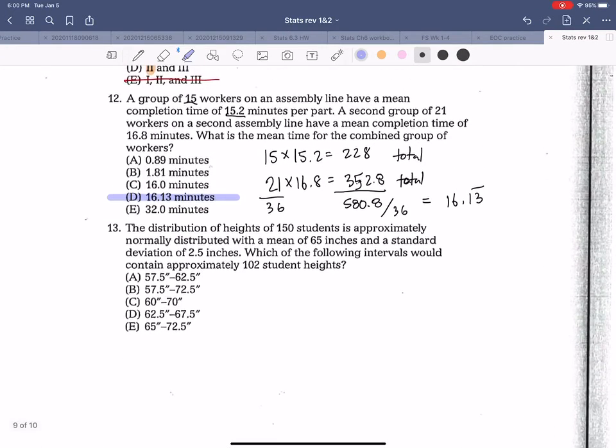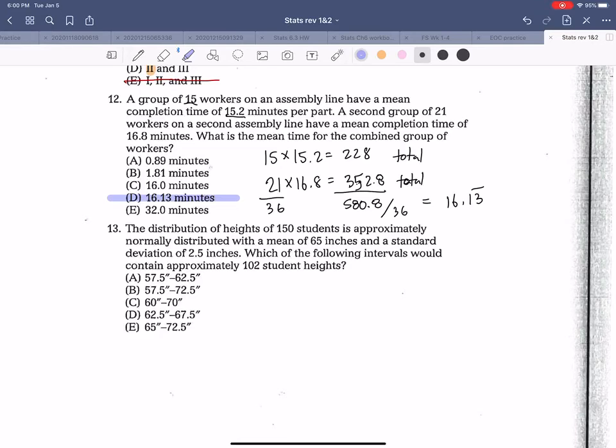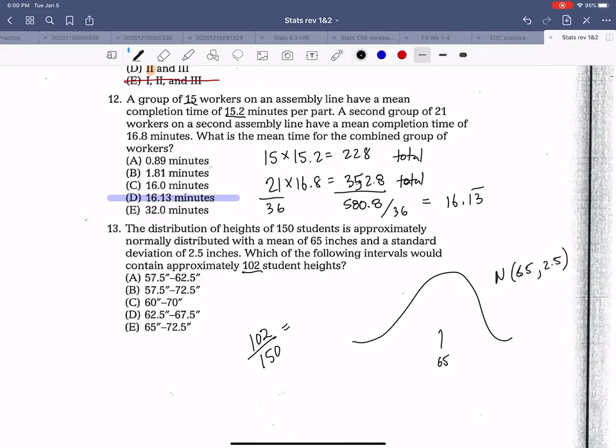The distribution of heights of 150 students is approximately normal, with a mean of 65 and a standard deviation of 2.5. Which of the following intervals would contain approximately 102 student heights? So what proportion is 102 out of 150 students? Let's figure that out. 102 divided by 150 is 68%. Interesting. Well, the 68-95-99.7 rule states that they're within one standard deviation.